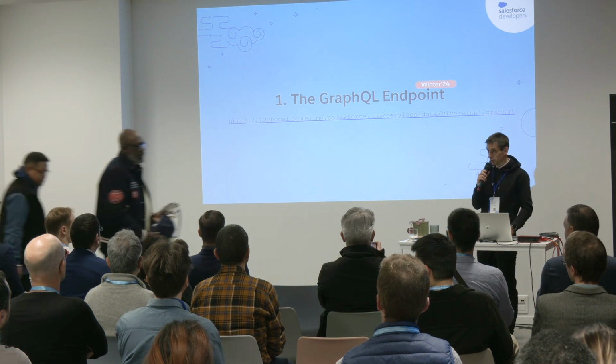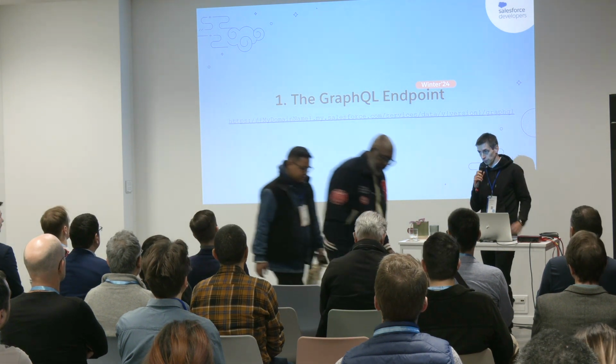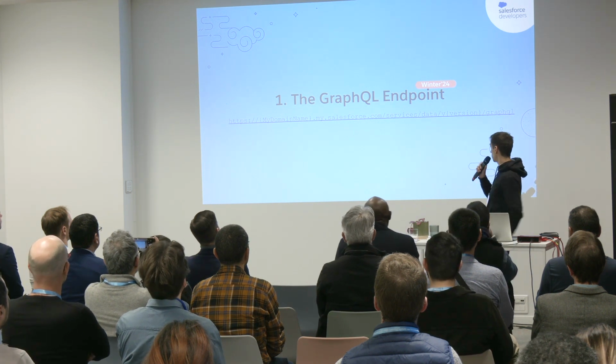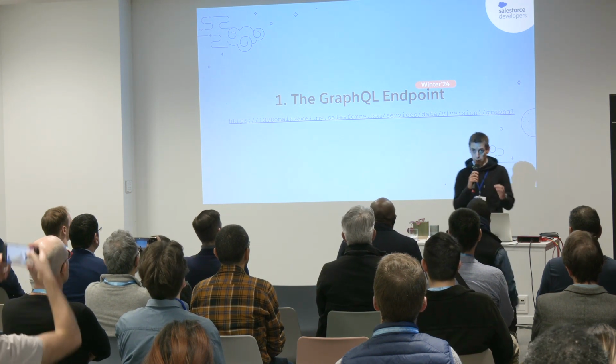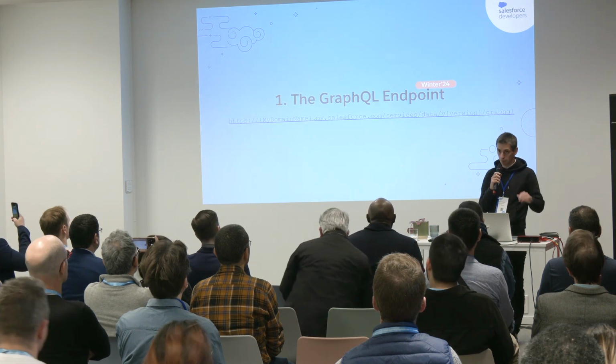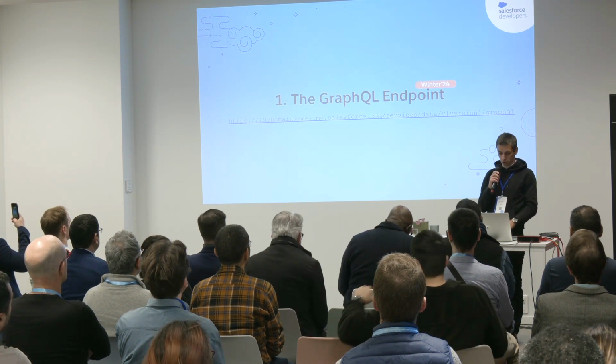So first, the GraphQL endpoint. It's one single endpoint, right? Here you have the address of the endpoint, and it's available. Today it's GA, it's very important, so generally available. You can use it safely in your orgs.